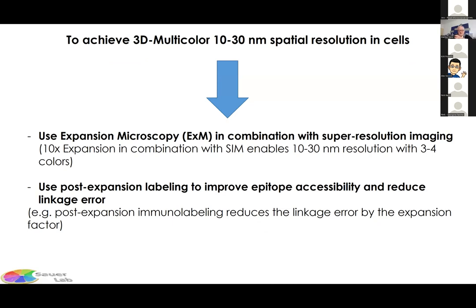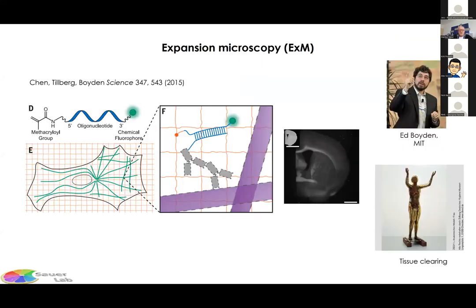Structured illumination microscopy is not very demanding concerning the fluorophores that can be used. And the other thing is, how can we reduce the linkage error? One possibility to decrease this linkage error and also increase the labeling density might be to label proteins after they have been expanded. And I will talk about that in the next 10 minutes or so.